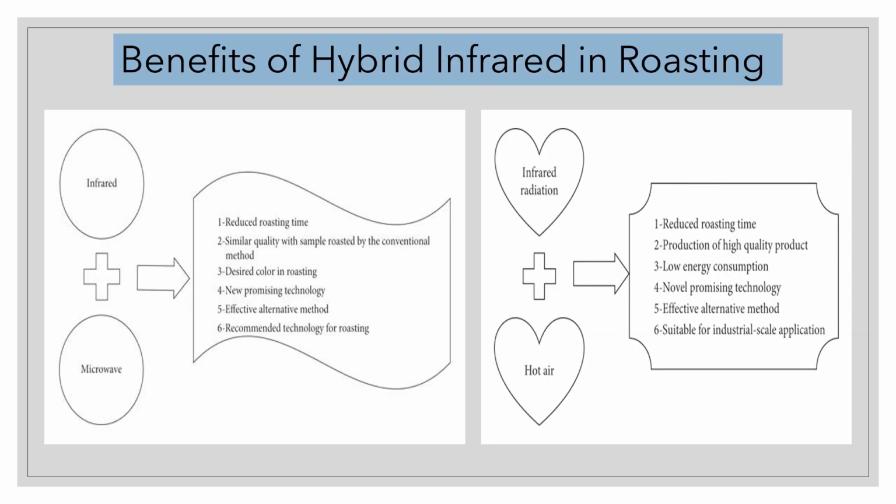Now coming on to the benefits of hybrid infrared in roasting. When infrared is combined with microwaves, it reduces roasting time. The quality is very similar to that achieved in the conventional method, and the color achieved is very much desired, and this is a new promising technology. This is an effective alternative method as well, and it is a recommended technology for roasting.